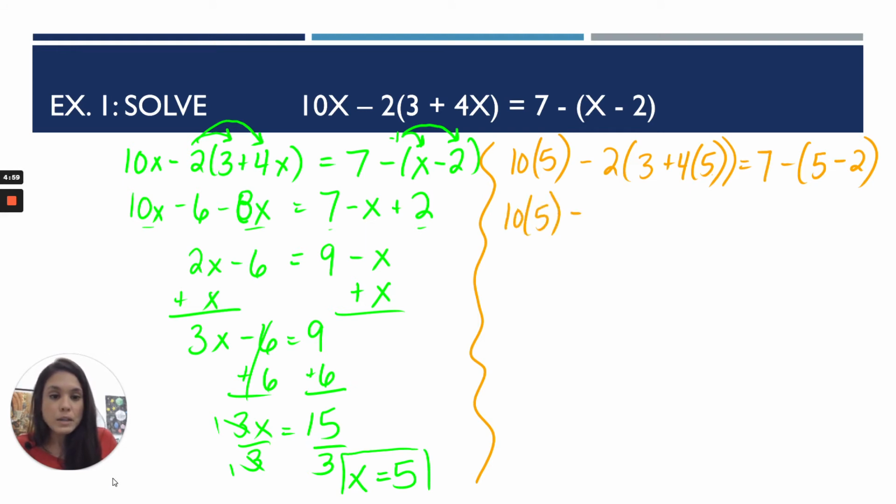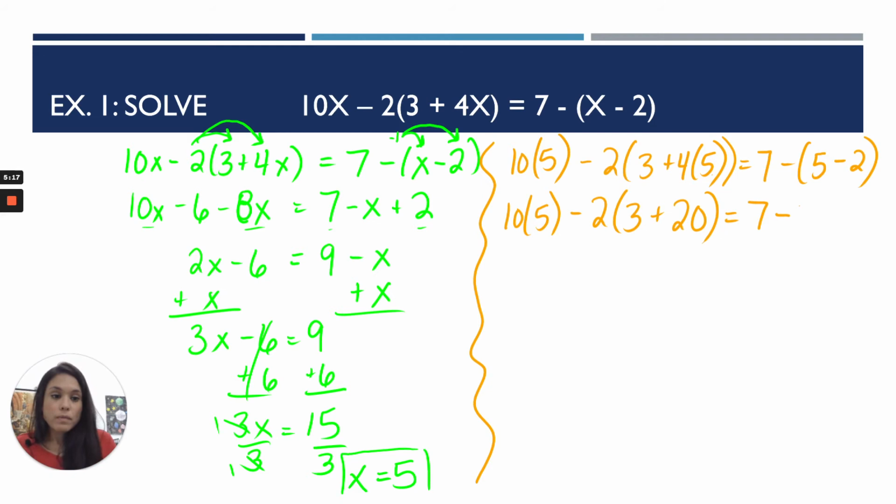So 10 times 5 minus, so we have 2 times 3, and then 4 times 5 is 20. Okay, equals 7 minus, 5 minus 2 is 3.